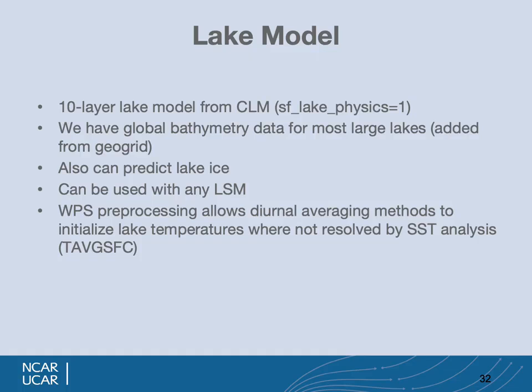The WPS preprocessing allows a diurnal averaging method to initialize lake temperatures, because we don't really want to initialize them with an instantaneous 0Z or 12Z temperature, which may be either too hot or too cold. You'd ideally want to use a diurnal average temperature over a period, which is more typical of what a lake temperature would be. So we can initialize lakes using this T-average surface option available from the WPS. If you didn't have this, you could also use the SST, but if the SST didn't apply well over the lake area, it's not clear what value you would have there.